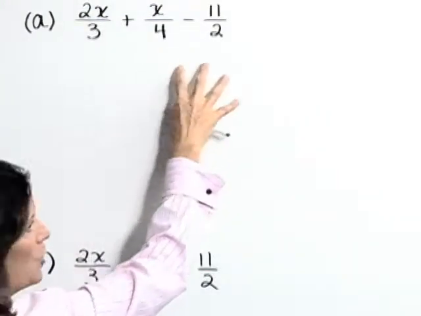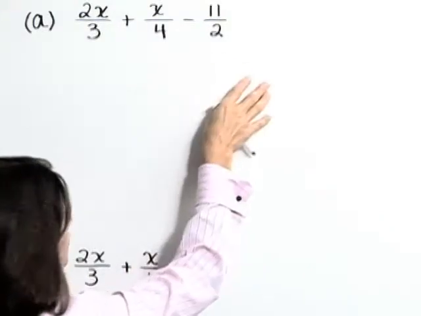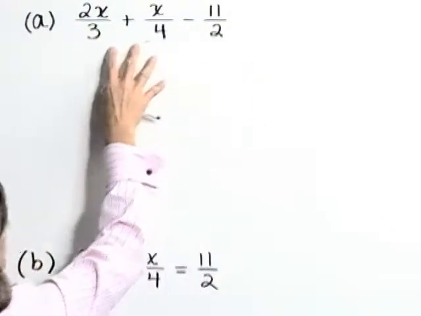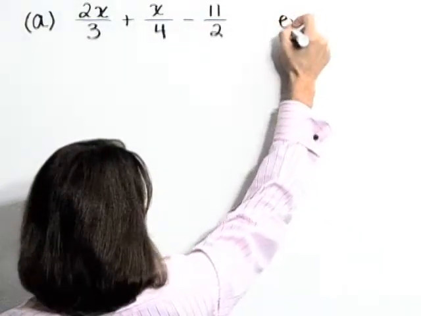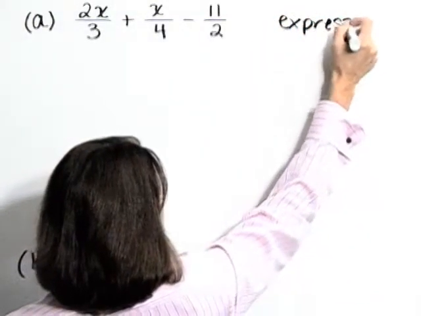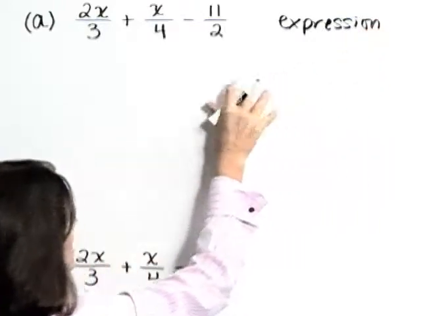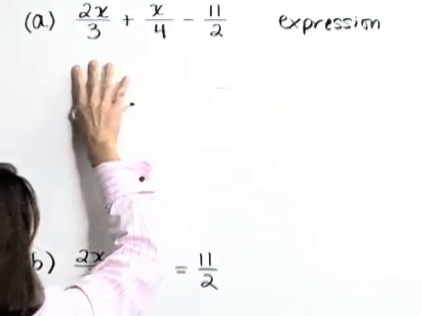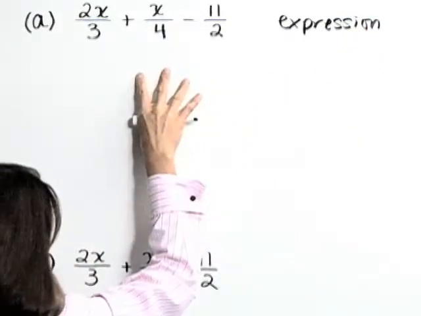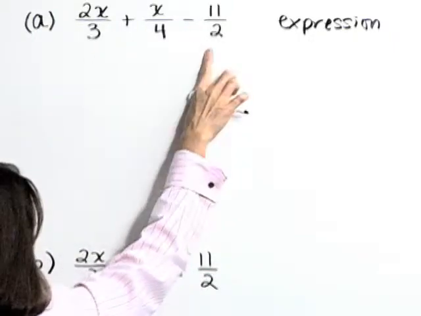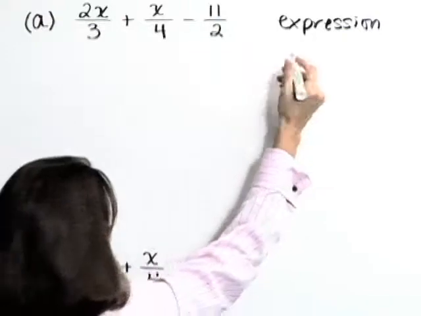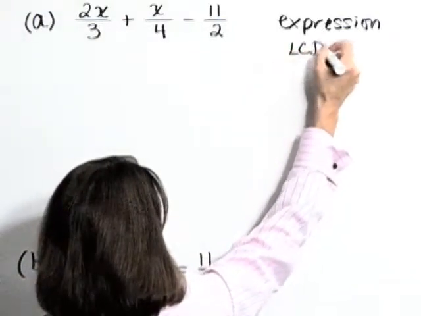Notice that there is no equal sign with something on both sides of it. This example in part A is an expression. And what we need to do with this expression is perform the indicated operations. So we need to add and subtract these terms. In order to do that, we need a lowest common denominator.